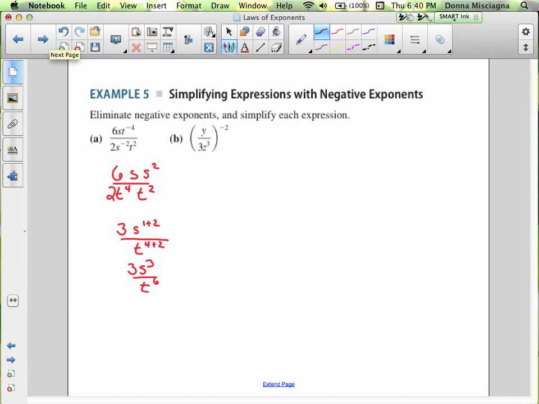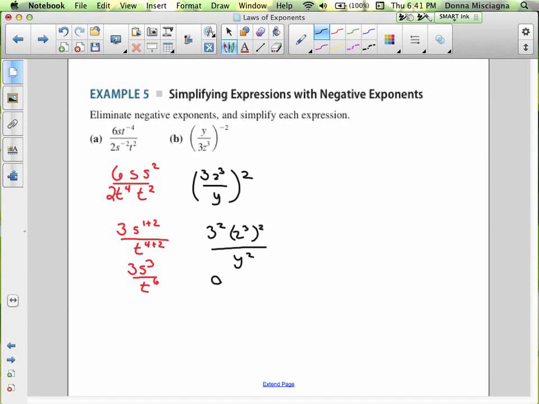And the last one there. All right, so the whole thing is being raised to the negative 2 power. Make it the reciprocal, and you can raise that all to the positive 2 power. They both switch. All right, and now all we got to do is square everything. So we've got 3 squared times z cubed all squared divided by y squared.